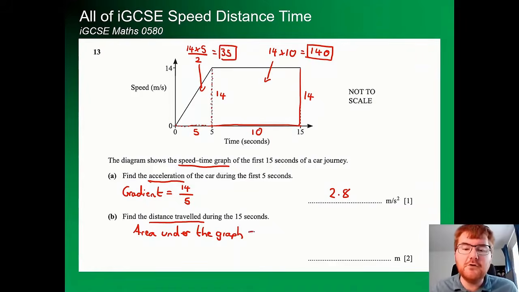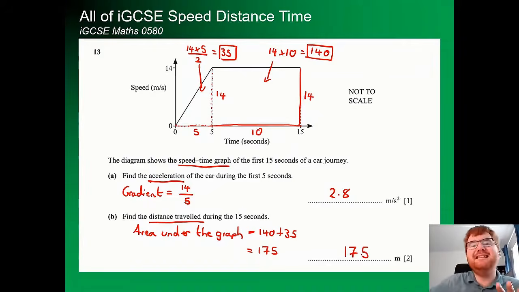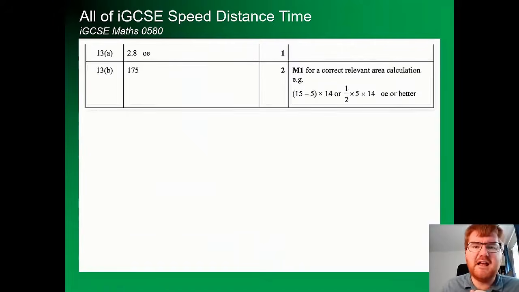So to work out the total area under the graph, so the entire 15 seconds, we just do 140, this answer here, plus 35, and that gives us 175 meters. Generally in these particular questions, they do give you the units to put into the answer, so you don't have to worry too much. However, you are going to see some more advanced questions where you need to work between meters per second, kilometers per hour, and so on. So you can see the answers there for your 3 marks.